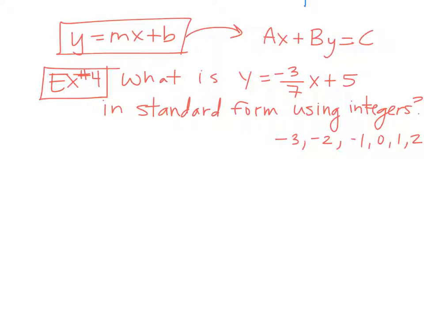You're starting with y equals negative 3/7 times x plus 5, okay? We want our x and y to be together on one side and our constant number to be alone on the other side. Can you tell me right now which number is the constant? Which one doesn't have a variable? The 5, okay? So the 5 is the one that's going to be by itself on the other side. But right now we have a fraction, and we don't like fractions in standard form. So what we're going to do is start by just getting rid of the fraction.